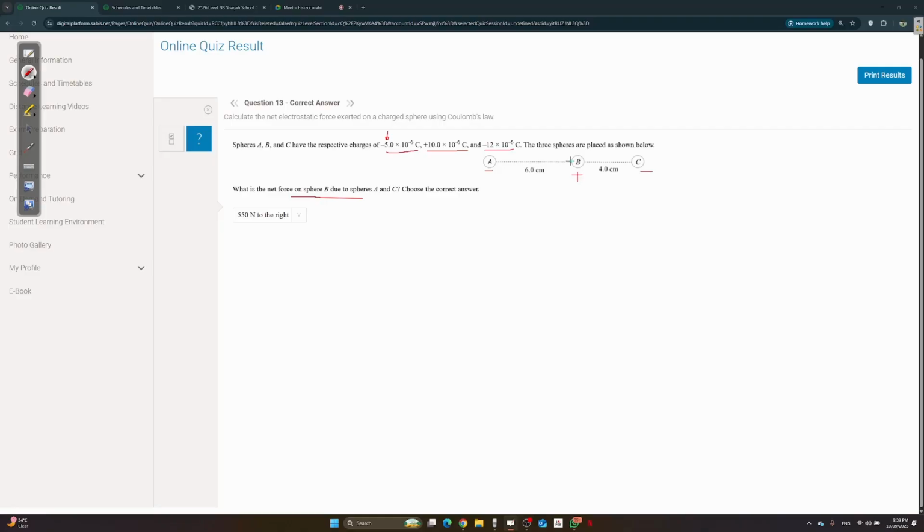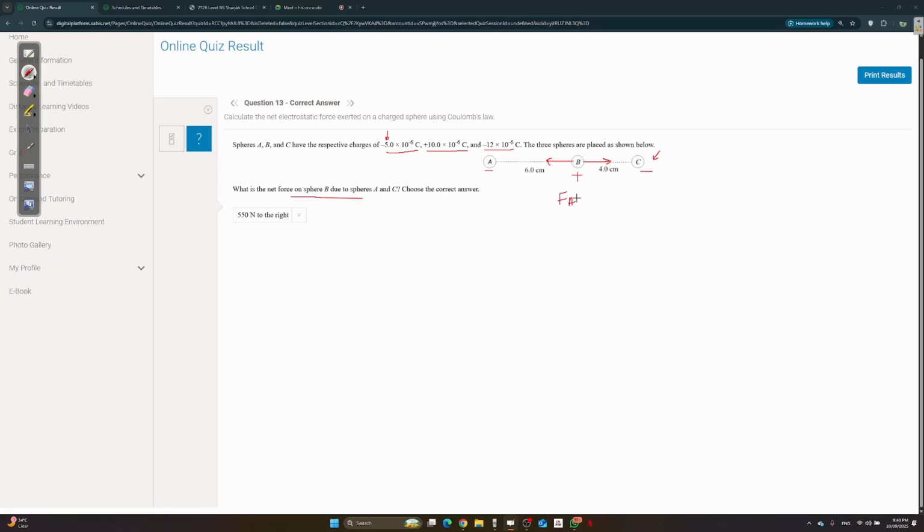Because of distance, it's gonna be to the left. Because they're attracting, right? Yeah, because they're opposite charges. Now, how about C? It's also attracting. So we have a force like this, a force like this.